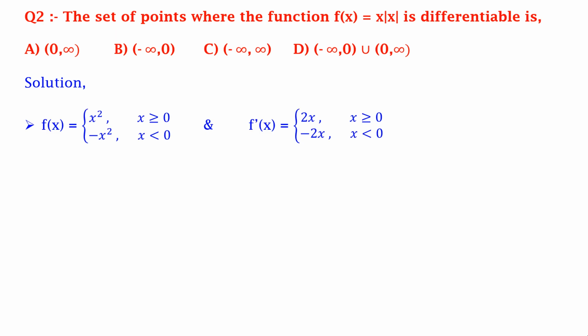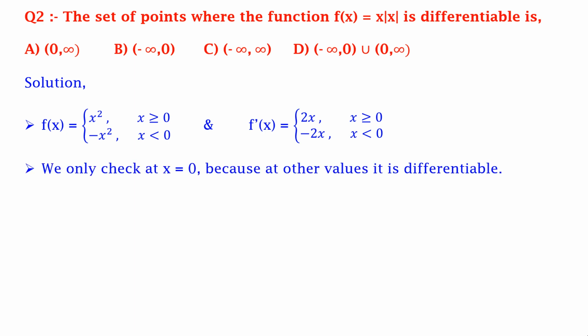Here f(x) is equal to x² when x is greater than or equal to 0, and −x² when x is less than 0. We simplified the question, and f'(x) is equal to 2x when x is greater than or equal to 0 and −2x when x is less than 0. We only check differentiability at x = 0 because at other values it is obviously differentiable.